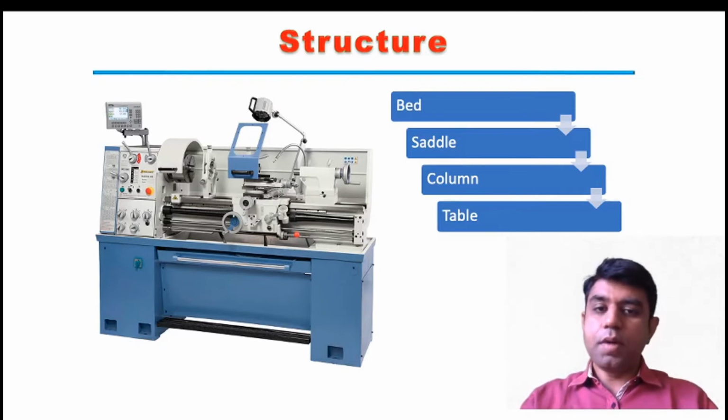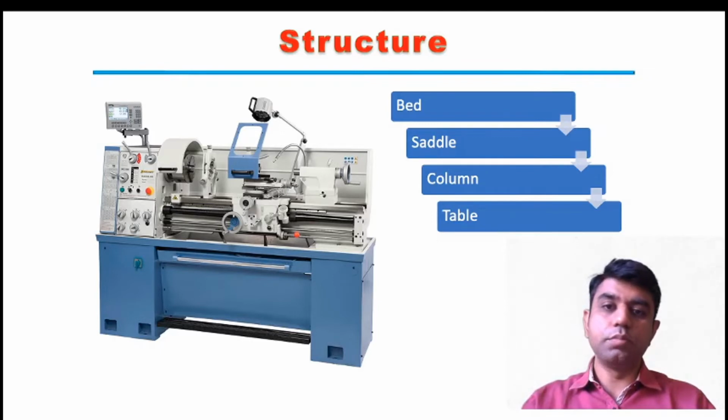The basic parts are bed, saddle, column and the table. If we take any machine, these 4 basic structural elements will be common. Whether you take the lathe machine, drilling machine, milling machine, shaper machine, slotter machine, any machine, you will find these 4 basic elements. By the word bed, we literally mean the part on which all these structural elements are mounted. Starting from the spindle and column, all the basic elements of the machine are mounted on the structure part of the machine.